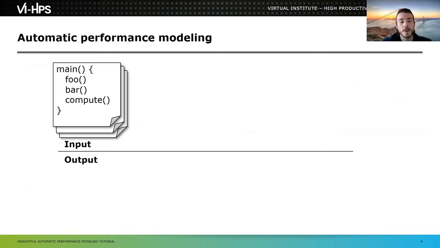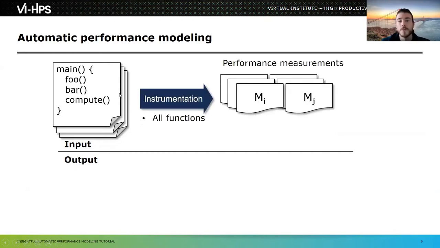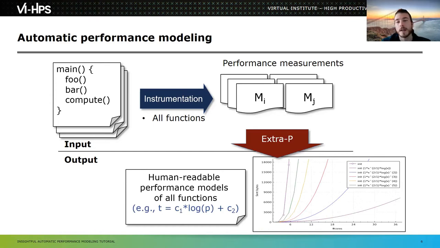So what we do is we call it automatic performance modeling. We take an arbitrary parallel program as the input, here symbolized by these codes with a main function and a few methods: foo, bar, compute, etc. Then we instrument all functions of it and conduct a few performance measurements, as you can see here. Based on these performance measurements, XTROP takes them as an input and automatically creates human readable performance models, so these scaling models that I introduced earlier. It will create a graphical interpretation, as you can see down here, and also a mathematical function that gives you an impression of how the performance behaves as a function of the input parameters.